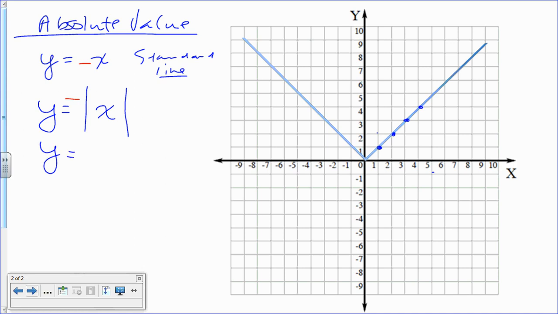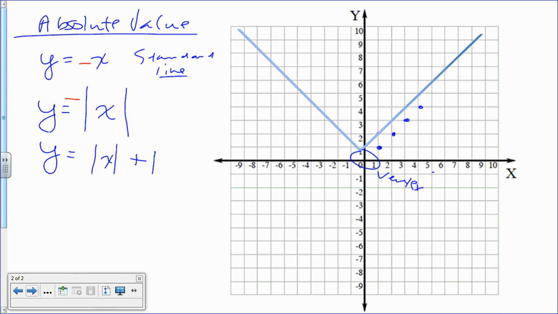what happens, and this is where you've got to start making your connections. Outside the absolute value, what if I put a +1? That's my y-intercept. So what's this little point called right here? Everybody know that? It's called the vertex, right? So if I put a +1, then my graph does what? Moves up a square. But the graph itself still stays the same, doesn't it? My slope is still the same.